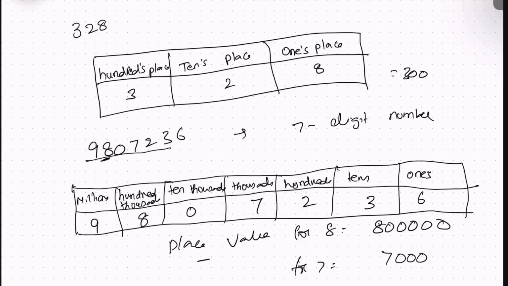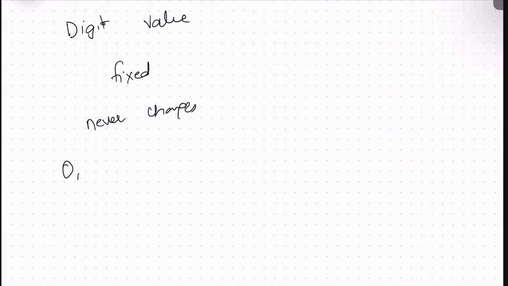So to reiterate the concept that we discussed now, the digit value and place value. The digit value is fixed and never changes. We know what all the different digit values can be. The digit value will always be from 0 to 9. The digit value is always fixed and it never changes. It's from 0 to 9.